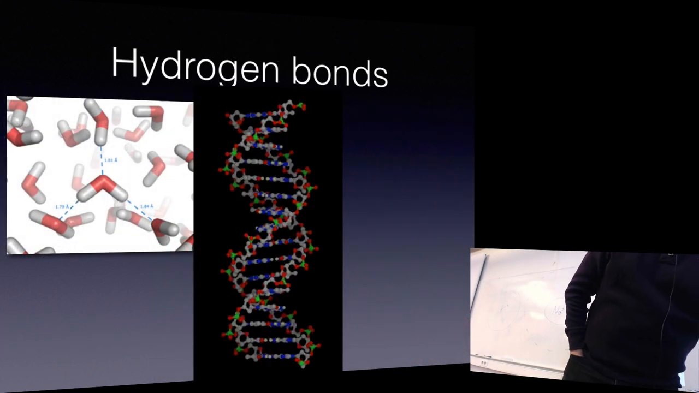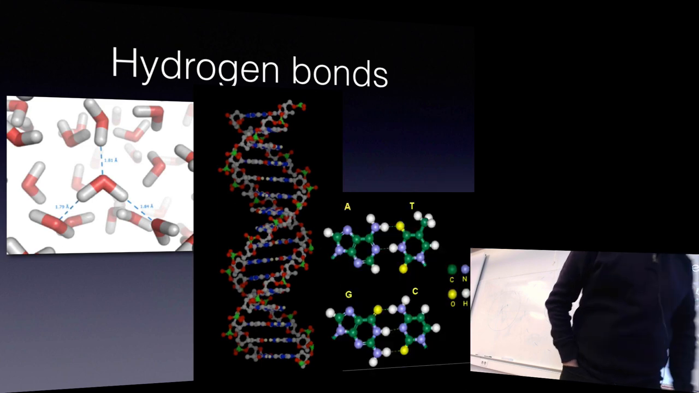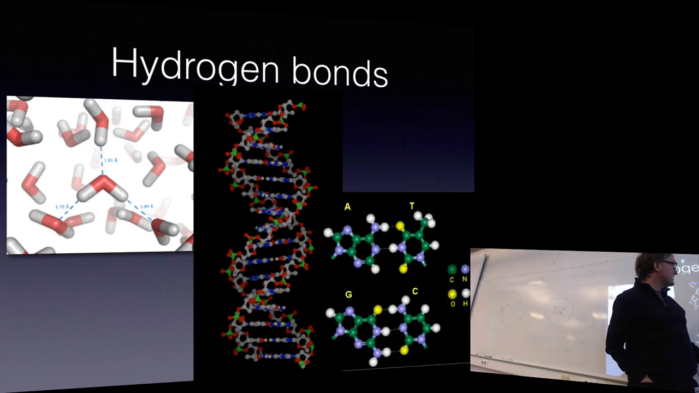And I already mentioned that they exist everywhere, even in the individual base pairs. So that's the reason why adenine pairs with thymine, 2 hydrogen bonds, while guanine pairs with cytosine, 1, 2, 3 hydrogen bonds.